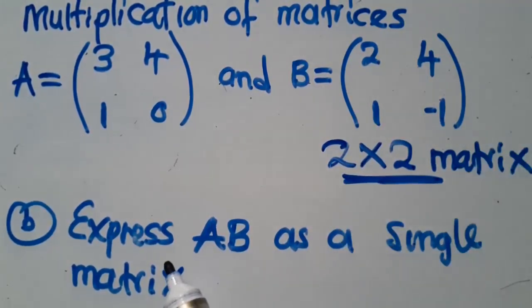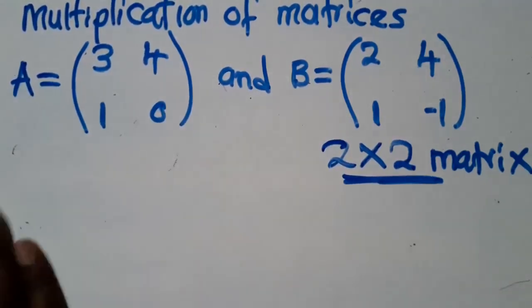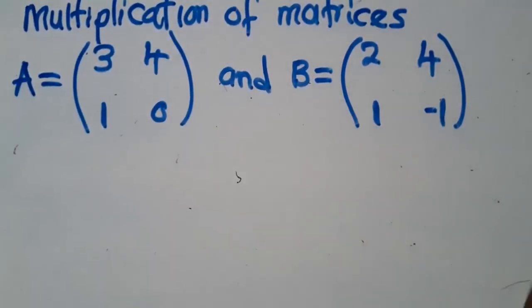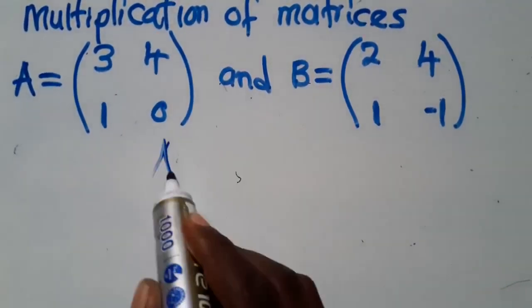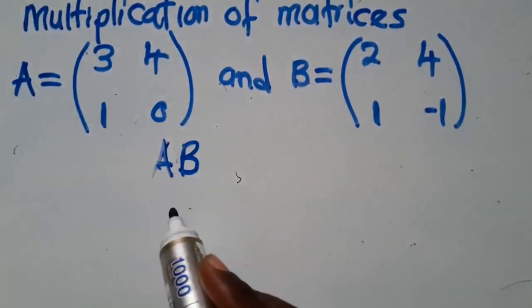Then the other question is saying express AB as a single matrix. This is now what we are doing. This is where our main concentration should be. Expressing AB as a single matrix. In other words, what we are told is to multiply AB. This is what we are told.